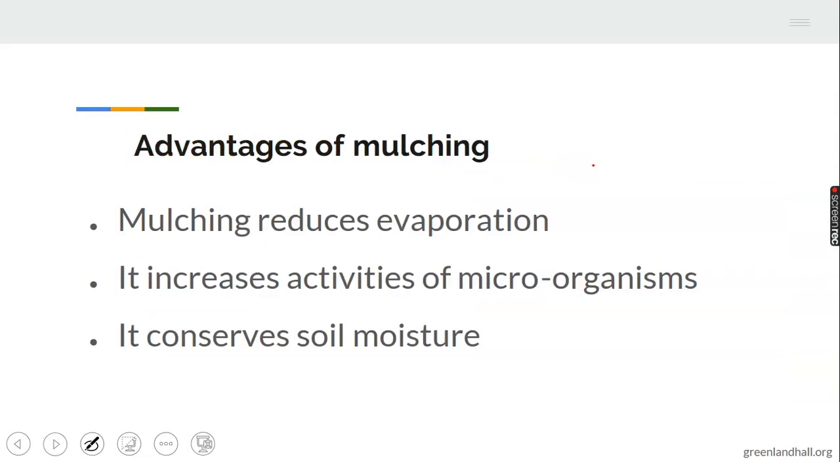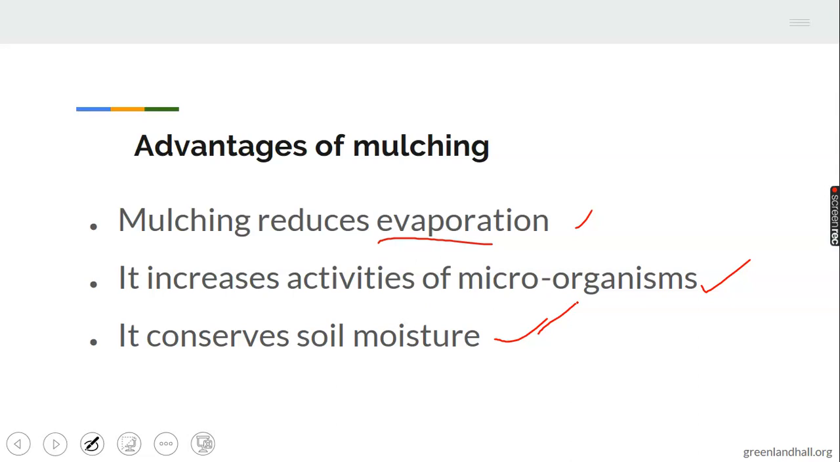1, mulching reduces evaporation, which you have said. We know what evaporation is, the direct escape of water to the atmosphere. 2, it increases the activities of microorganisms. 3, it conserves soil moisture. The moisture that would have been evaporated to the atmosphere is being conserved when the farmer applies mulching.